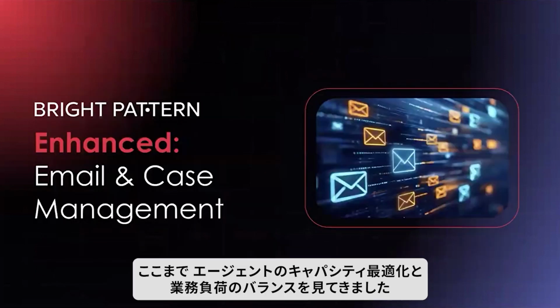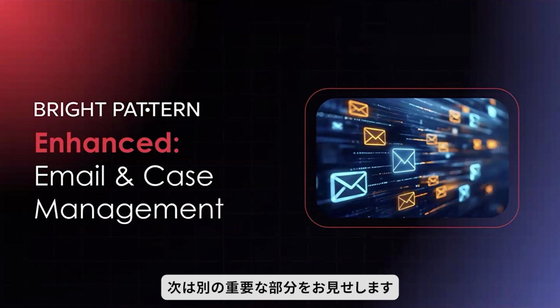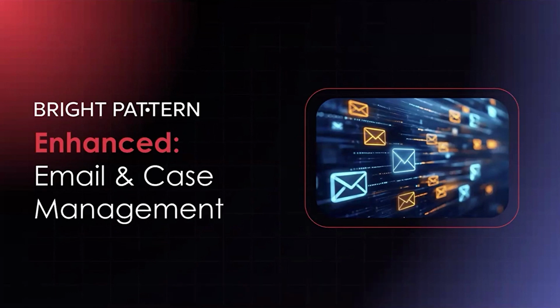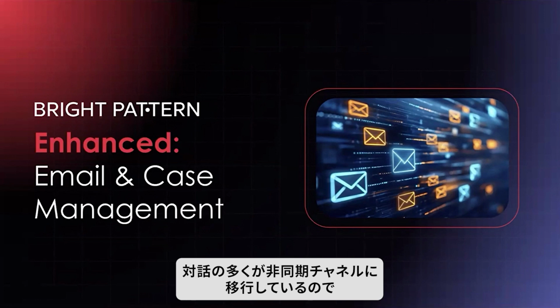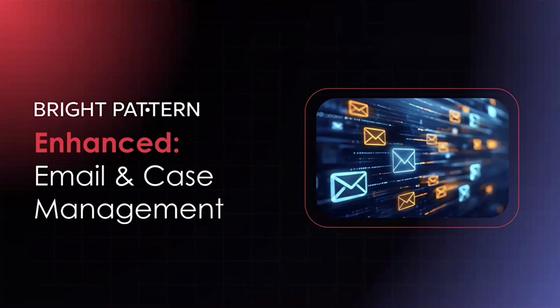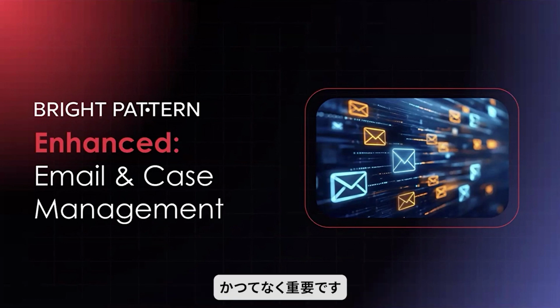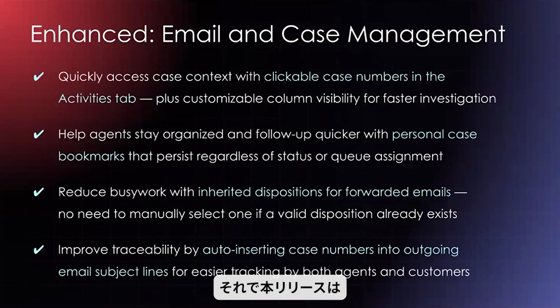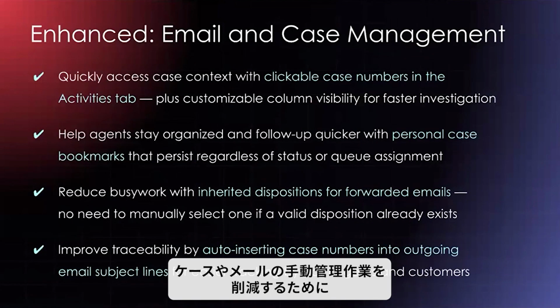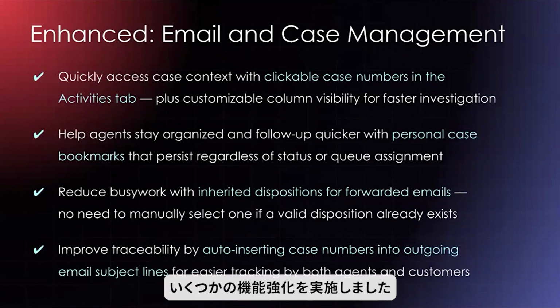Okay, so we've explored how to optimize agent capacity and balance their workloads, right? Now let's take a look at another high-impact area: email and case management. As more and more interactions move into asynchronous channels, it becomes increasingly important to improve both agent efficiency and customers' experience in these areas. That's why in this release, we've introduced several enhancements designed to help agents work faster and reduce manual overhead when managing cases and emails.